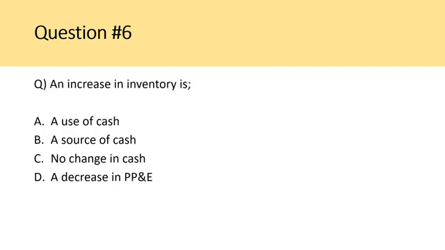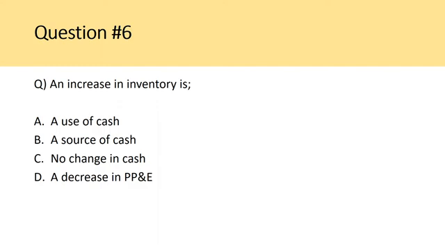Question number 6. An increase in inventory is A, a use of cash, B, a source of cash, C, no change in cash, or D, a decrease in property, plant, and equipment. Now, this is quite an important question because a lot of people get this wrong. So an increase in inventory is a use of cash because we're tying up the business's cash by purchasing inventory and holding it on our books. A decrease in inventory would be a source of cash because we're liquidating our inventory and increasing our liquidity.